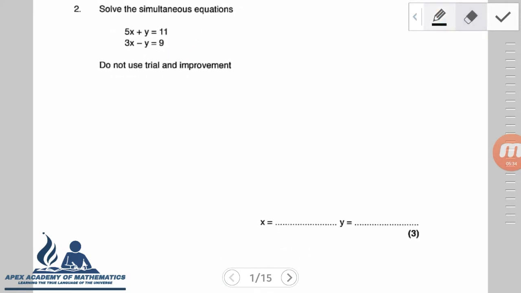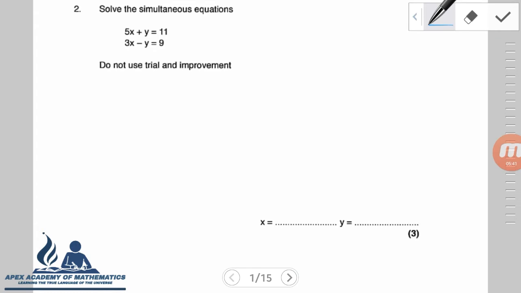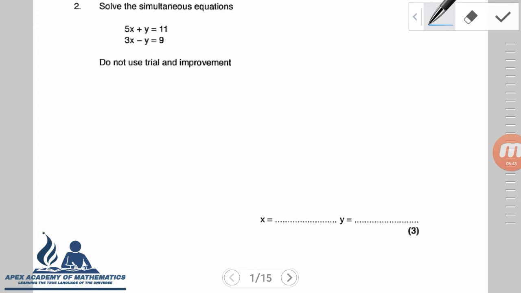Alright, lovely. So I'm just going to change up with stuff here. Okay, here we go. So now we're asked to solve the pair of simultaneous equations 5x plus y is equal to 11, 3x minus y is equal to 9.